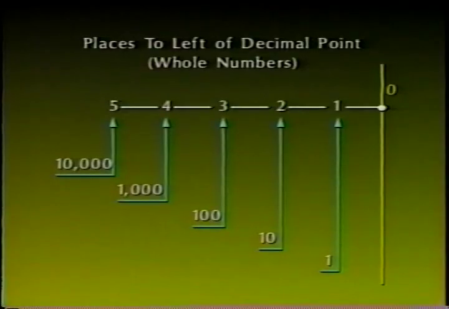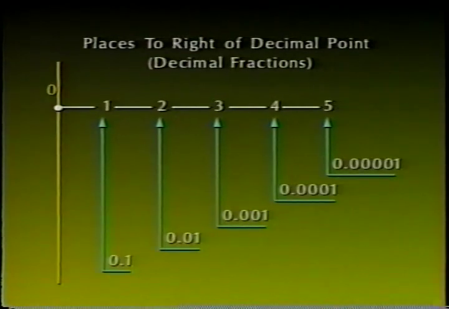The whole number part of a number falls on the left of the decimal point, and the fractional part of a number falls on the right of the decimal point. The chart in this graphic shows the value of numbers both left and right of the decimal point. As shown, numbers to the left are whole and follow powers of 10, while numbers to the right are fractional.